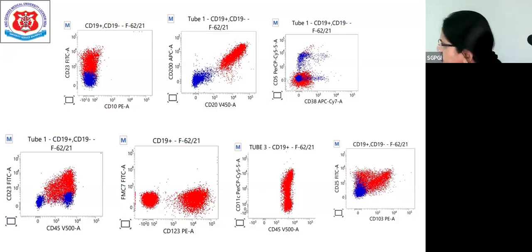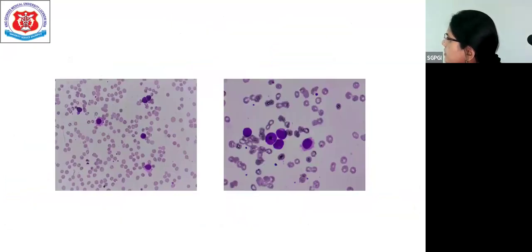okay. What about CD123? Most of the subset is positive. FMC7, negative. CD11c, heterogeneous. And CD25 and CD103, positive. So this is a case of hairy cell leukemia, and these are the pictures. Like you can make out, these are almost medium to slightly large size cells with irregular cytoplasmic projections or the hairy projections.